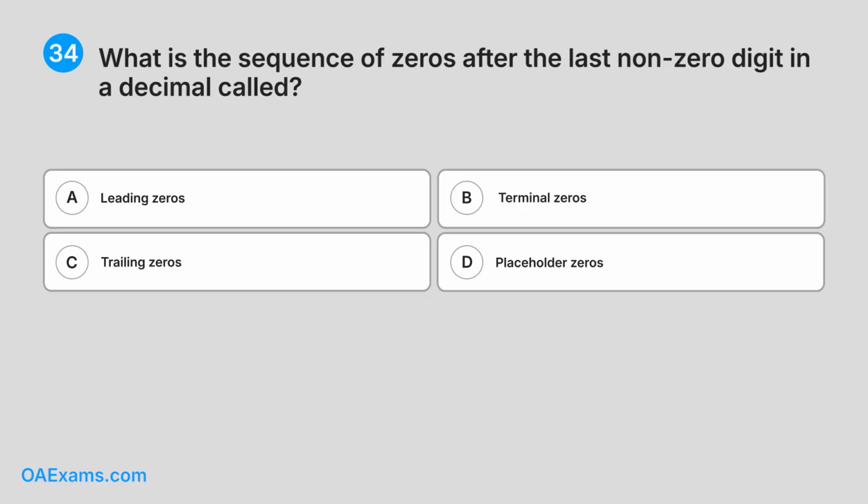34. What is the sequence of zeros after the last non-zero digit in a decimal called? A. Leading zeros. B. Terminal zeros. C. Trailing zeros. D. Placeholder zeros. Do you know the answer?